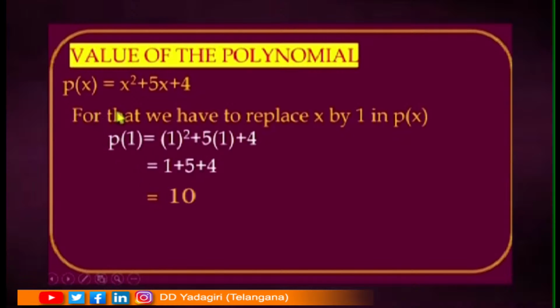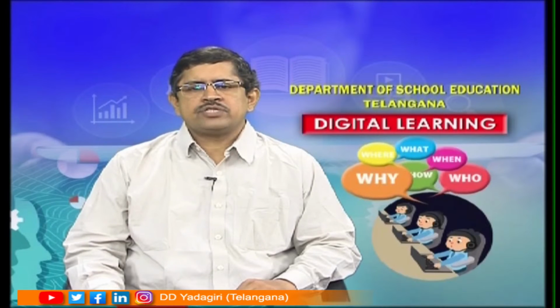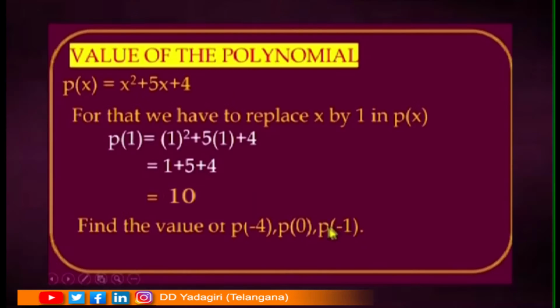Of p of x is equal to x square plus 5x plus 4 at x is equal to 1. So what you can do is you can just find the value of p of minus 4, p of 0 and p of minus 1. So replace x with minus 4 here, replace x with 0 and replace x with minus 1 and observe the values there.